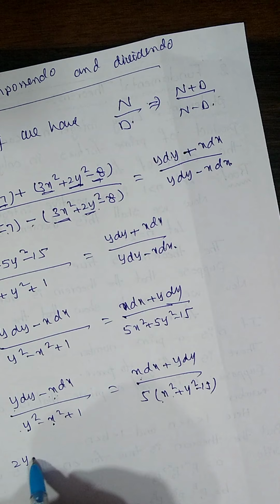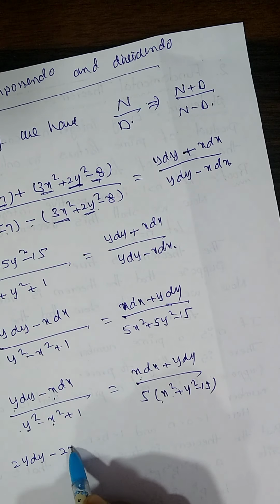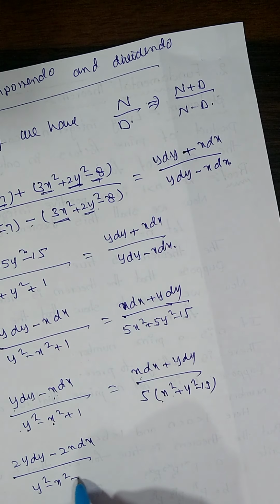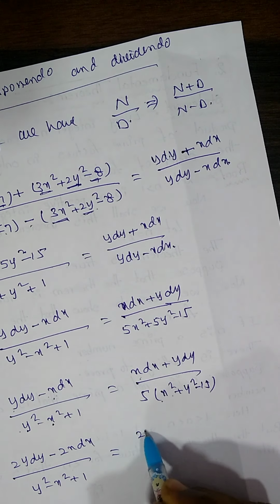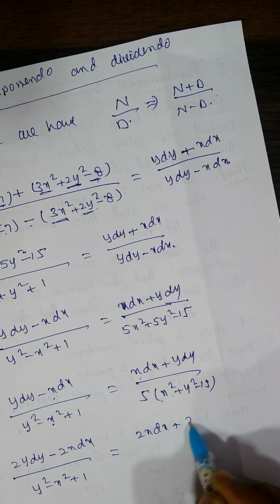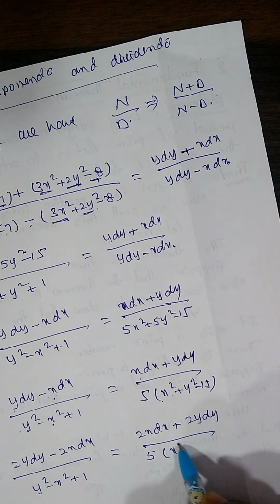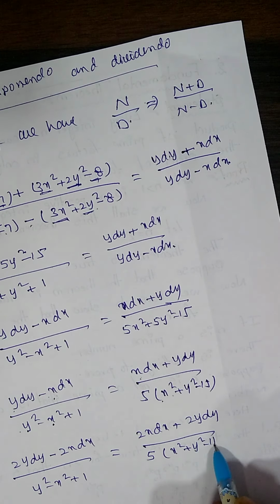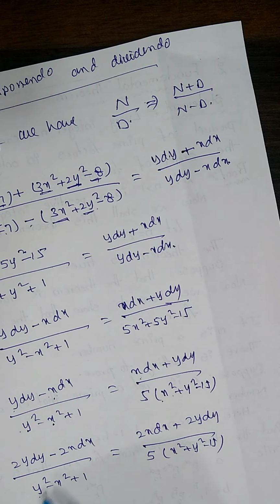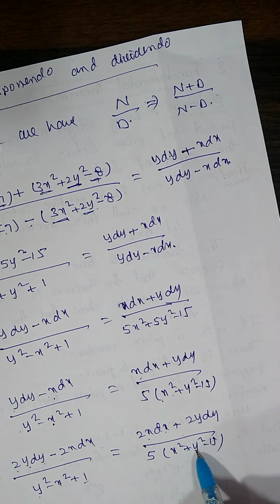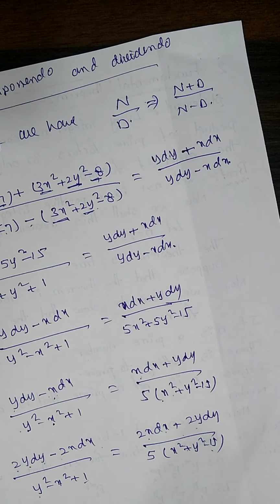That means 2y dy minus 2x dx divided by y square minus x square plus 1 equal to 2x dx plus 2y dy divided by 5 of x square plus y square minus 15. Here see, the derivative of y square means 2y dy, the derivative of x square means 2x dx, and the derivative of 1 is 0. The derivative of x square is 2x dx, the derivative of y square is 2y dy, and the derivative of 15 is 0.